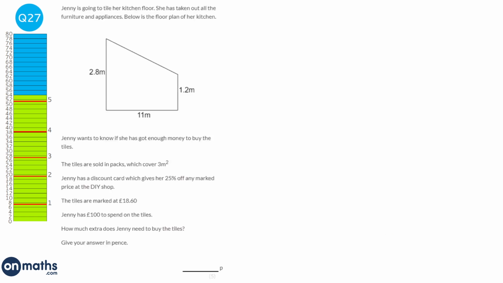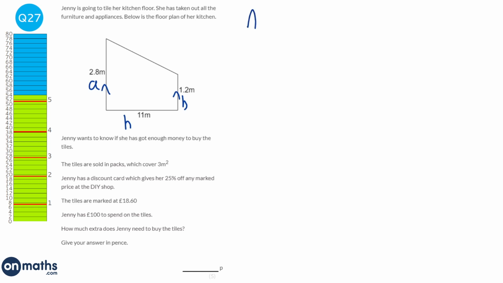The first thing we need to do is work out the area of the floor, and you'll notice that this is a trapezium. So with a trapezium, the formula is half a plus b times h, and a and b are the parallel sides, so these ones are the parallel sides, and the height is the one connecting the two bases, the two parallel sides.